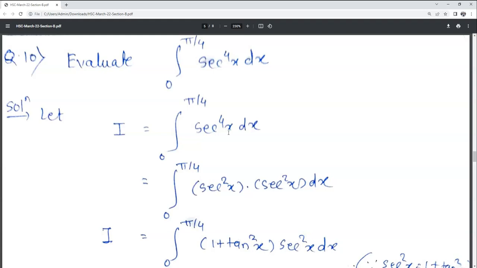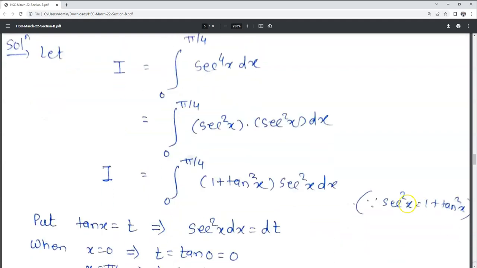See, so the trick here is what? Sec raised to 4x, I just divided that into sec square x into sec square x. And I know one of the sec square I can replace with 1 plus tan square x. Right? So this sec square I just replace it with 1 plus tan square x, and this sec square as it is. Now what have I actually used? I have used the identity formula. Sec square x is equal to what? 1 plus tan square x.